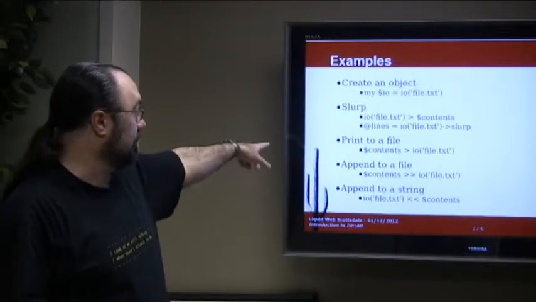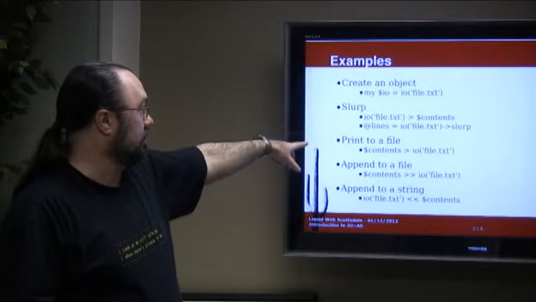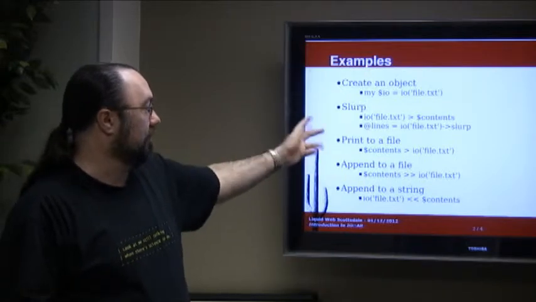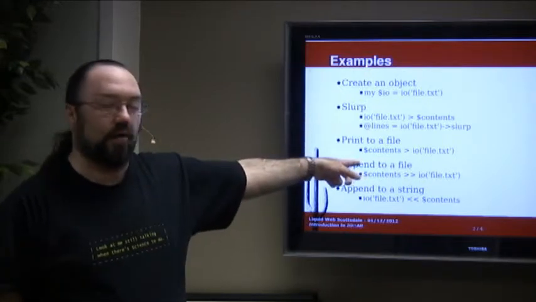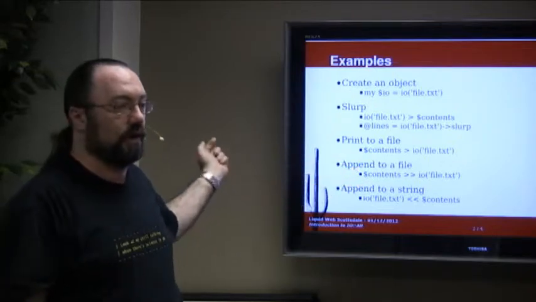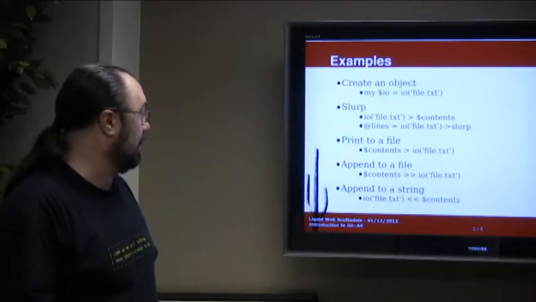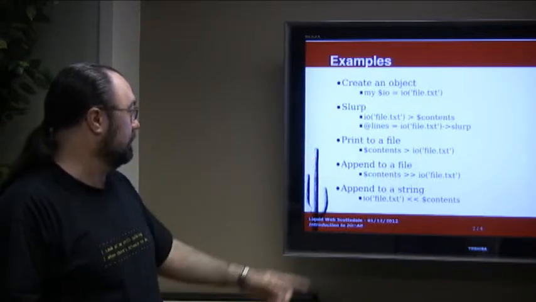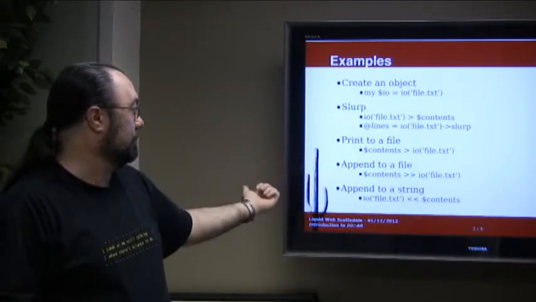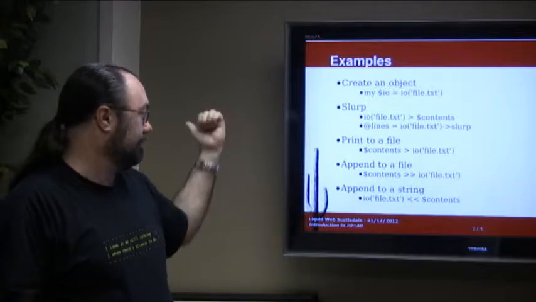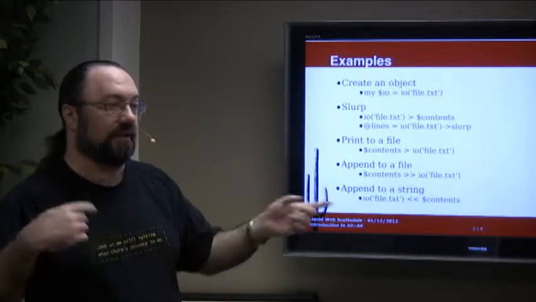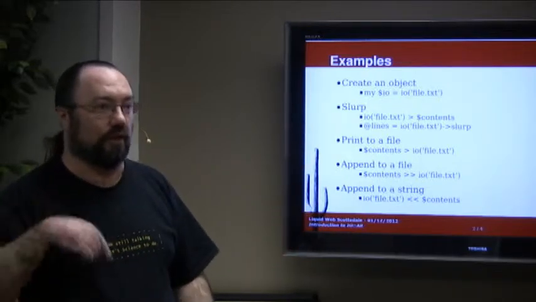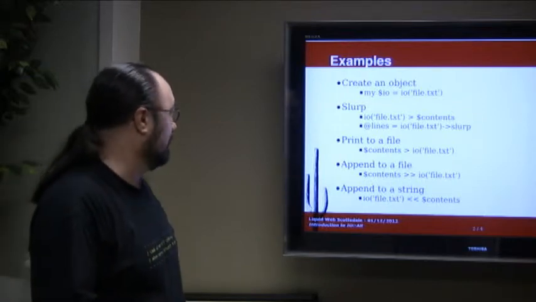So if you want to print to a file, you just go the other way around. You notice my variable is swapped now with my IO object. So you just say whatever's in the scalar, send it to the file. Appending to the file, double arrows. Appending to the string, going the other way, is again just overloading of those operators.